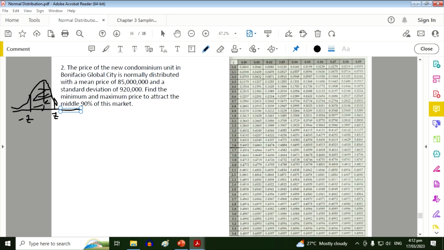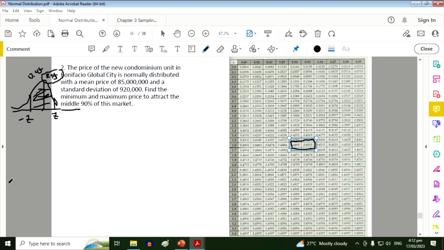So middle 90%. So let's divide this by 2. So 90 divided by 2 is 0.45. So meaning on the left side of the mean the area is 0.45, and on the right side the area also is 0.45. By symmetric property, we can focus only on 0.45. Okay, so 0.45 is where? Okay, this one.